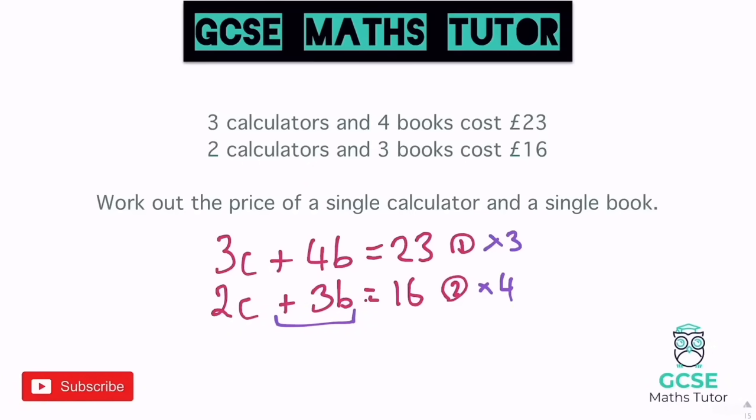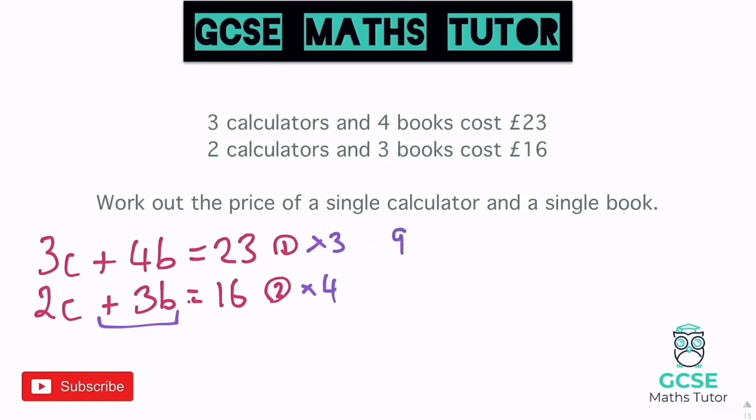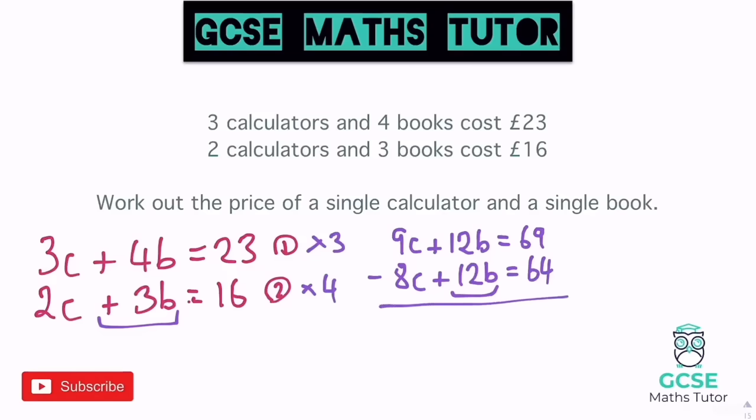So if we actually work that out, let's have a look. Timesing the top one by 3, we get 9c plus 12b, and 23 times 3 is 69. Onto the one below, times them by 4, we have 8c plus 12b, and 16 times 4 is 64. Looking at these signs, they're both a plus, so the way to eliminate this 12b is to subtract these away from each other. So I'm going to do the bigger one on top, take away the smaller one on the bottom.